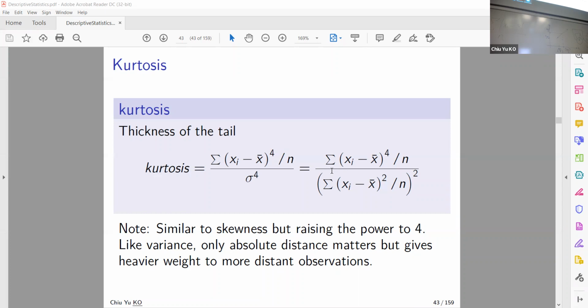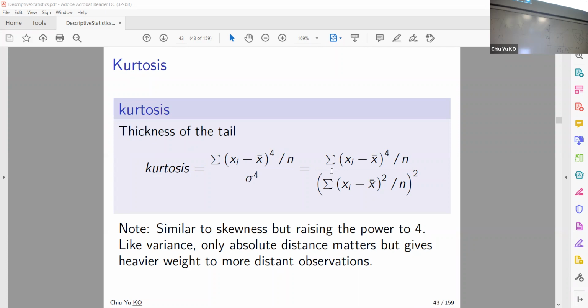Okay, to make it unitless, right? Because you see the skewness and the kurtosis have no unit. It's not affected by the measurement. You measure data in cm or m, it's the same thing. It doesn't make a difference. So look at the numerator, because this is the only important thing. The numerator is just like we scale the data to compare, and it's raised to power 4.